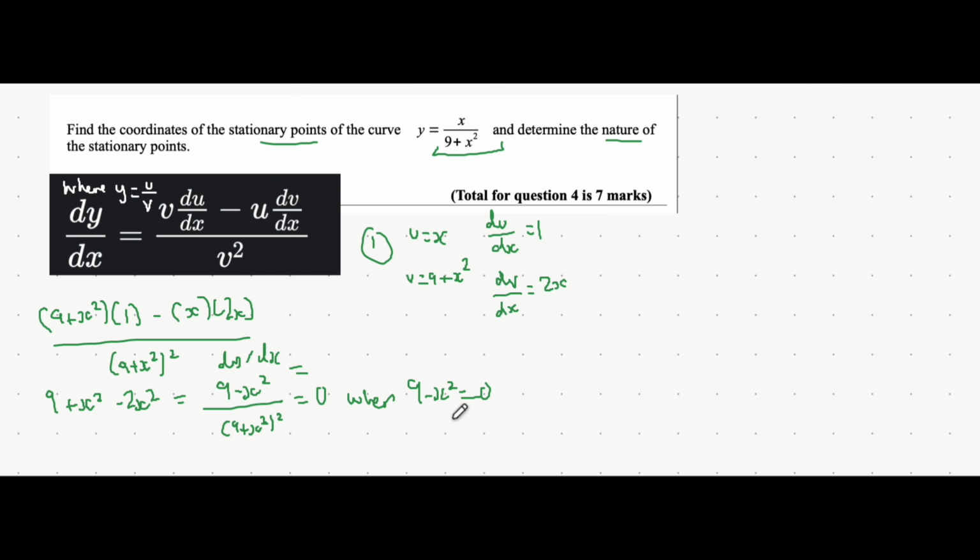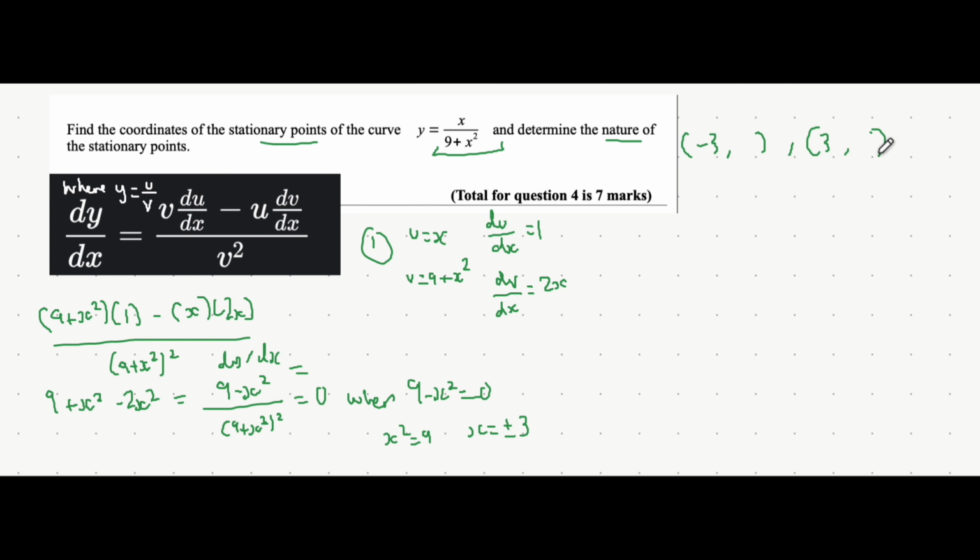Now when solving this, you add x squared to both sides, so you get x squared equals 9, and then you square root both sides. But when you square root, remember that there's a positive and a negative square root. The root of 9 is 3, so the answer is positive or negative 3. So there's two stationary points, either when x is minus 3 or when x is positive 3.